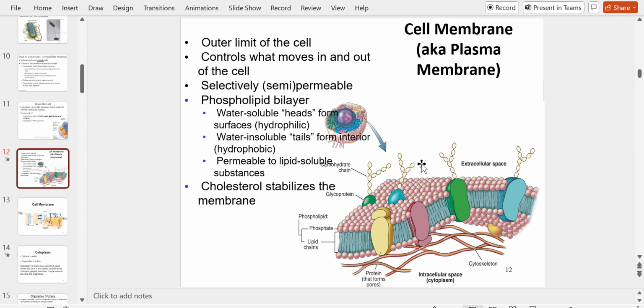Phospholipid bilayer, there's your water-soluble heads, water-insoluble tails, permeable to lipid-soluble substances. So lipids can move freely through. Cholesterol stabilizes the membrane. So you see these glycoproteins here.